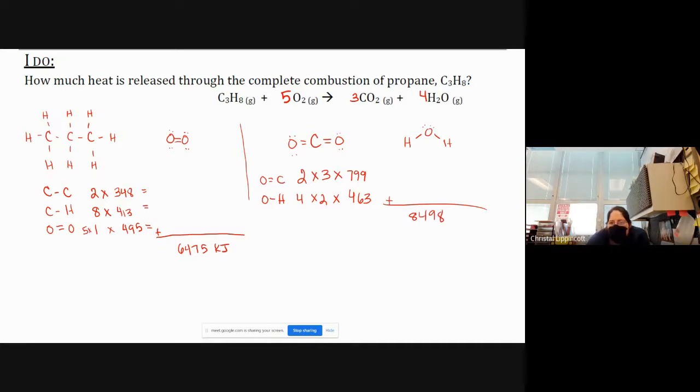Kilojoules. Bonds broken minus bonds formed equals 2023 kilojoules, but it is negative. That means that this is an exothermic reaction. Would that be delta G? Or what would it be? Delta H. Yep. So delta H equals. Gosh, we're doing so good.